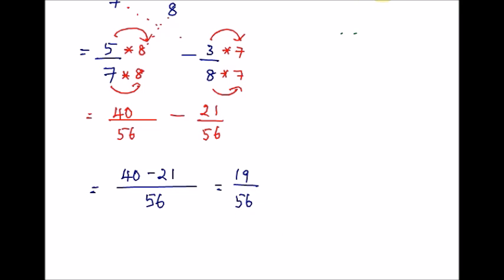if possible, we can reduce the fraction to lowest term. But here, there is no common factor between 19 and 56. So this is the lowest term and our final answer for this example. Hope you're clear with this example.